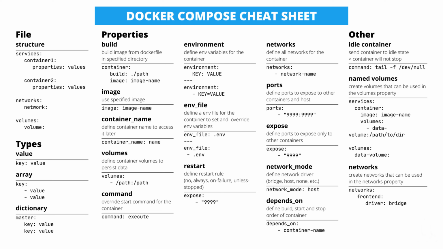Services, the main section where you define each container. Image specifies an existing image to use, for example postgres:14. Build tells Compose to build an image from a Dockerfile in a specific directory. Ports maps ports from the container to your host machine. Volumes persist data, like database files, outside the container.